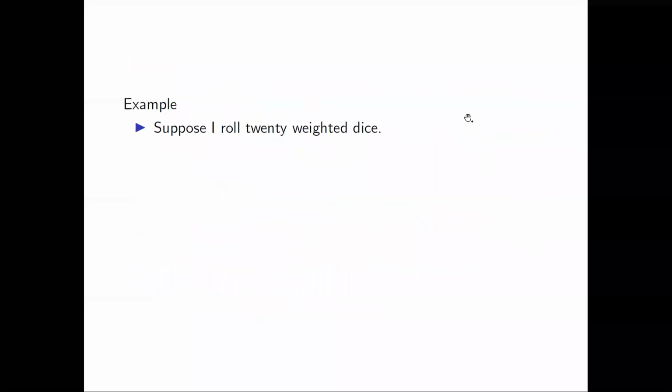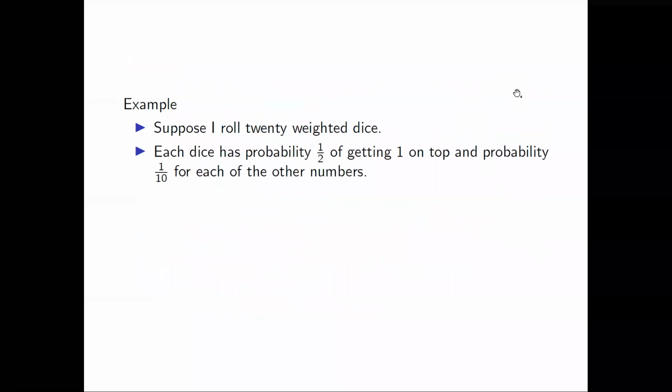So here's another example. Suppose that I roll 20 weighted dice now. Each die, since it's weighted, is going to be weighted to favor the one dot on top. So there'll be a probability of 1/2 that we get 1 on top. And all the other possibilities will split the remaining probability. So all the other possible numbers, 2, 3, 4, 5, 6, each of those will have probability of 1/10.